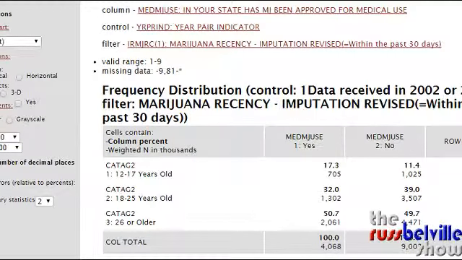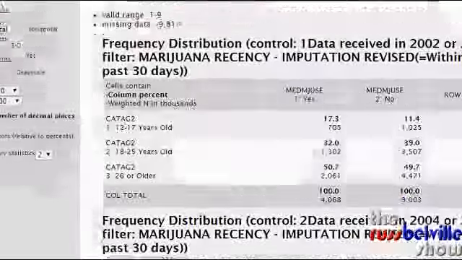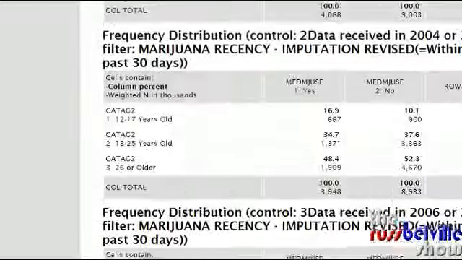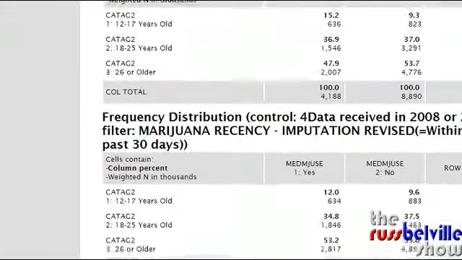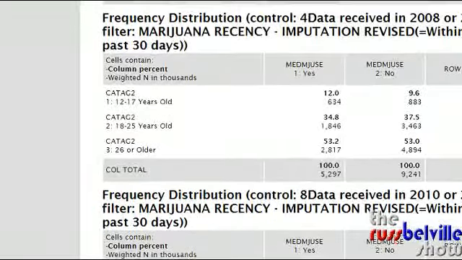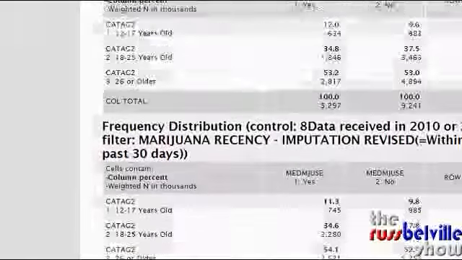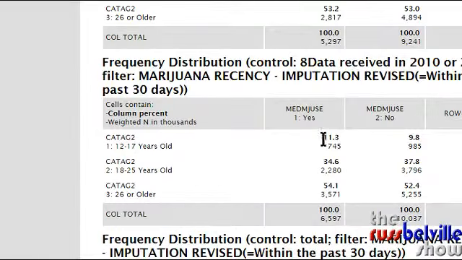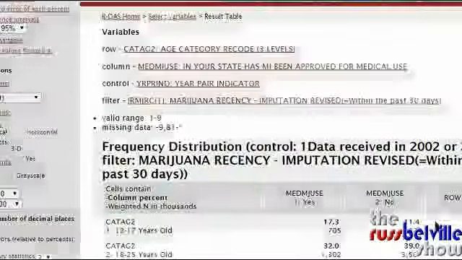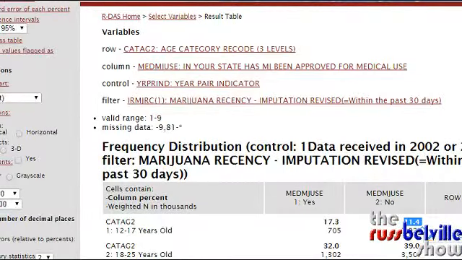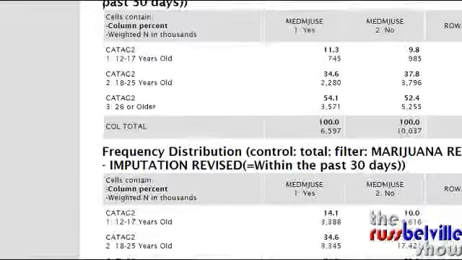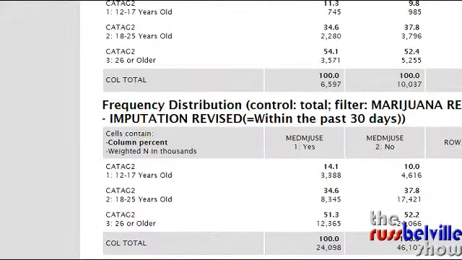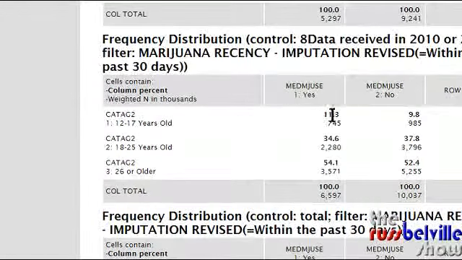But that's in 2002. Look what's happened to the trend. In 2004, medical states are down to 16.9. Then 15.2 in 2006, then 12.0 in 2008, down to 11.3 by the time we get to 2010. So we are now down in the medical marijuana states in teen usage to where the non-medical states were 10 years ago. Regulation is working. It's bringing down the age of marijuana users in the medical marijuana states. And again, looking at this, 11.3.